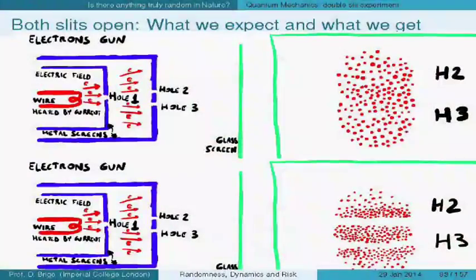So in a way, you see, this slide summarizes what's going on. On the top is what you expect from the particle nature of the electron, but on the bottom is what the actual experiment shows. So when you have one hole closed, you get a disk, which is a particle behavior. But when you get both holes open, you get an interference, which is a wave behavior. So this is the famous particle-wave duality.